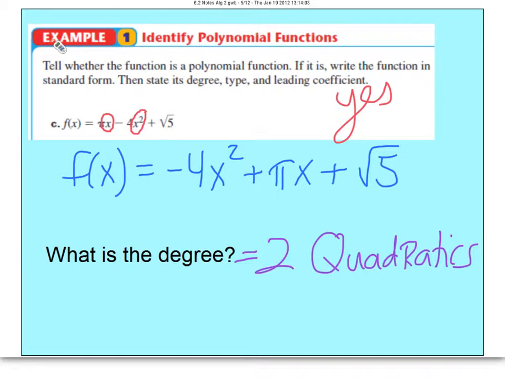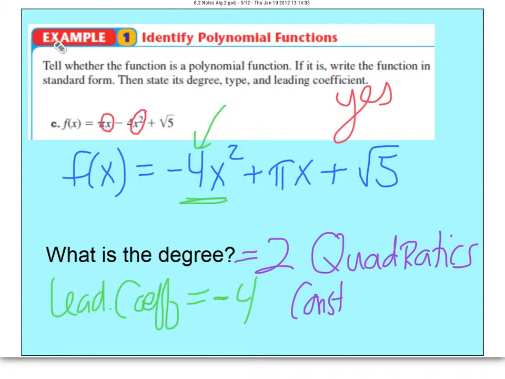Let's talk about the leading coefficient. So I'll just put leading coefficient here to abbreviate. We go to the first term, and the coefficient in front of that we see is a -4. So the leading coefficient is a -4. The last thing, if we were asked what is the constant value on here, the constant value that we see is the number by itself. It's a positive square root of 5.